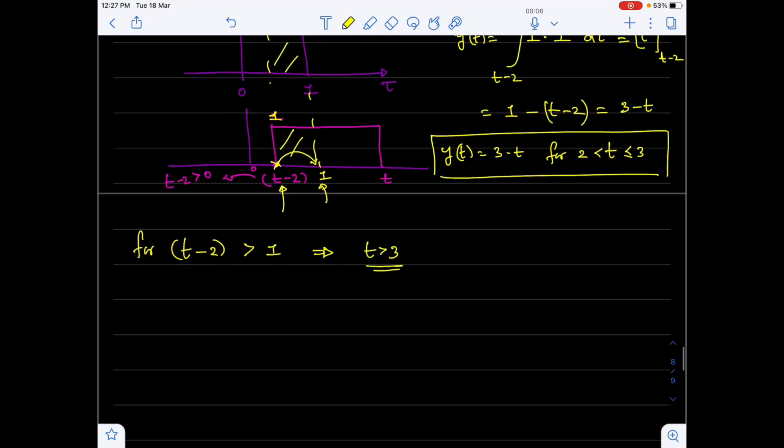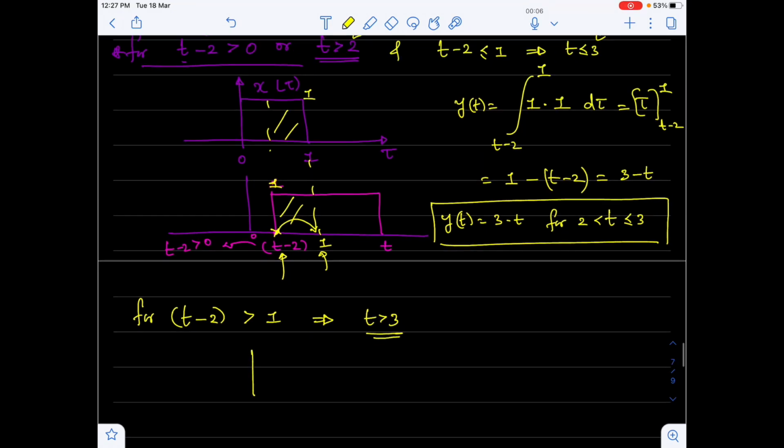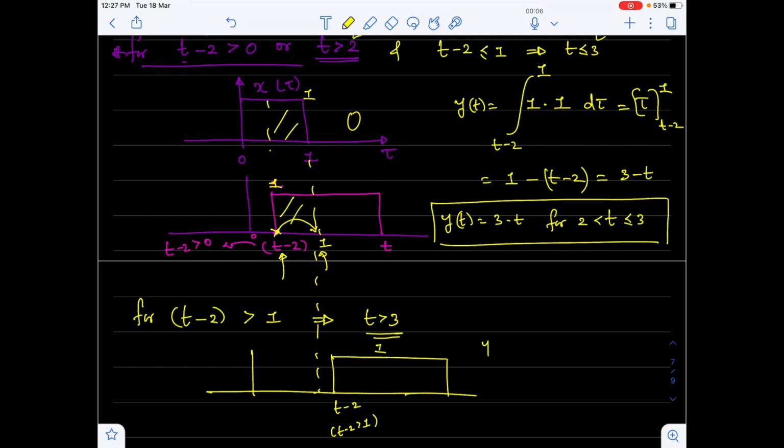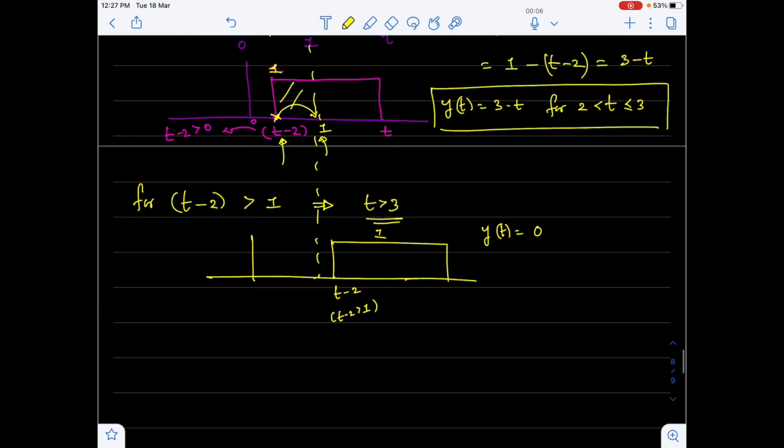So what will happen if t is greater than 3? If t is greater than 3, you will see that the function has moved here. That means t minus 2 is greater than 1. In such a situation you see it has crossed here and there is no signal for x of tau in this region, and there is signal here for h of t minus tau, and if you multiply, obviously the answer will be equal to 0. So y of t will be equal to 0 for t greater than 3. So this is our output.